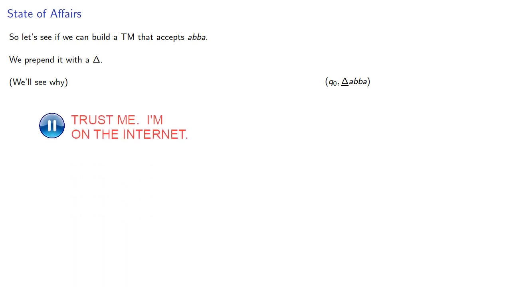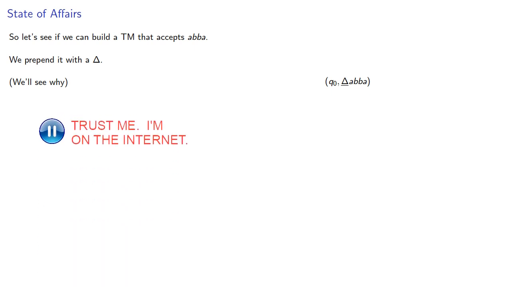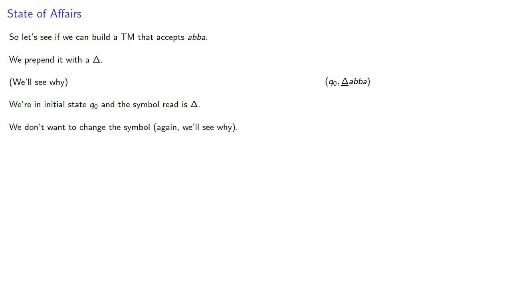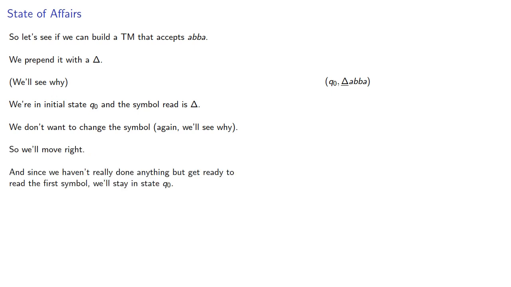So let's see if we can build a Turing machine that accepts the palindrome A, B, B, A. So remember, we'll prepend our string with a blank, and we'll see why this is important. We're in initial state Q0, and the symbol read is blank. We don't want to change symbols, and again we'll see why, and we'll move right. And since we haven't really done anything but get ready to read the first symbol, we'll stay in state Q0.